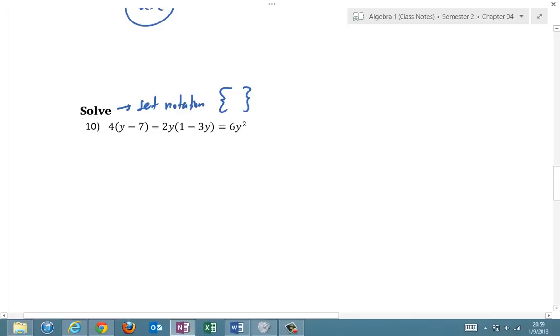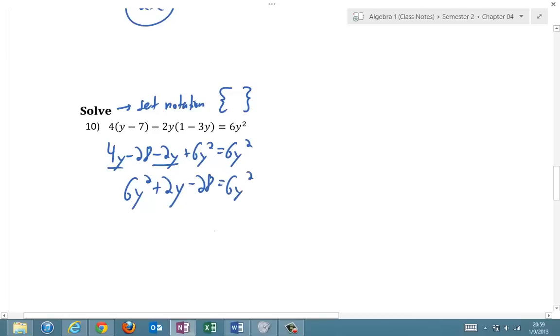We're going to simplify the left and then simplify the right as much as possible before moving stuff around. So 4y minus 28 minus 2y plus 6y squared equals 6y squared. I'm still going to simplify the left and simplify the right, so I'm actually going to put these in descending order because I prefer that. 6y squared is going to go first, plus 2y because the 4y and the negative 2y add to become 2y, and then minus 28 is equal to 6y squared.